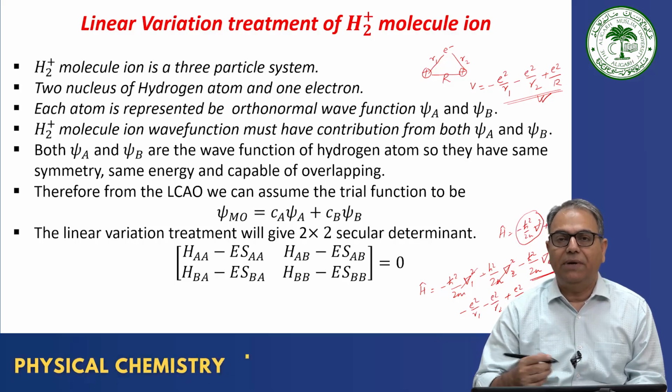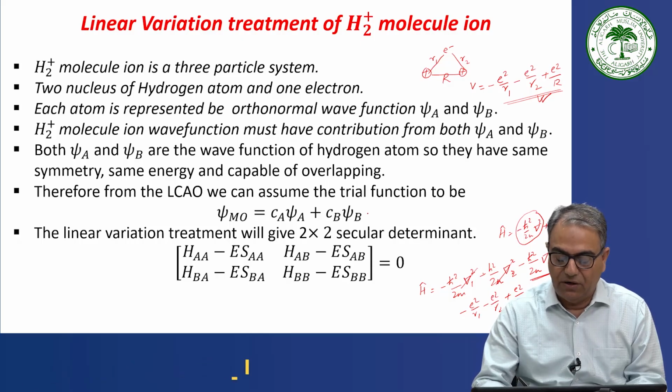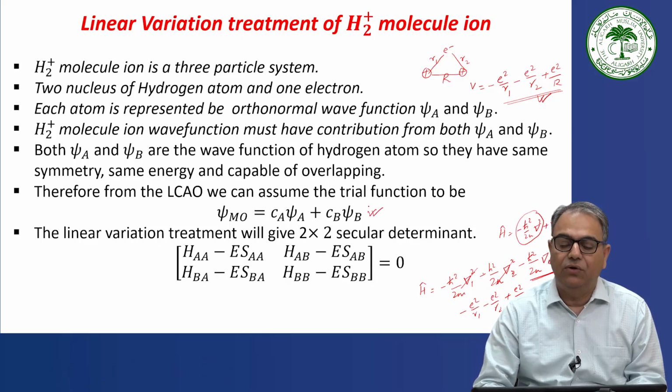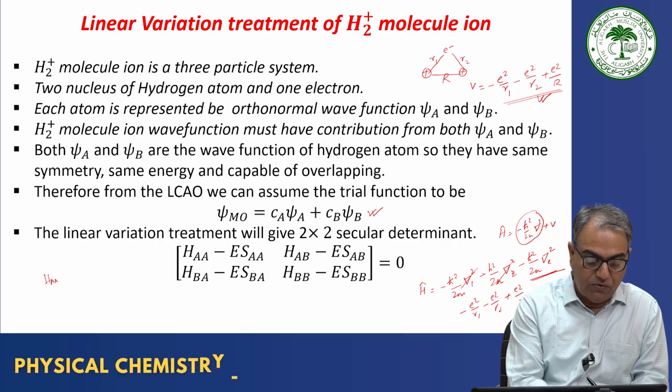So you can combine psi A and psi B and get a psi MO, which is the trial function in the molecular orbital theory. So psi MO will be Ca psi A plus Cb psi B. When you take a trial function of two wave functions, you get a 2 by 2 determinant, and that determinant was, if you remember, HAA minus ESAA, HAB minus ESAB, HBA minus ESBA, and HBB minus ESBB.